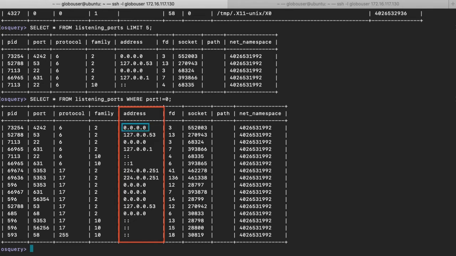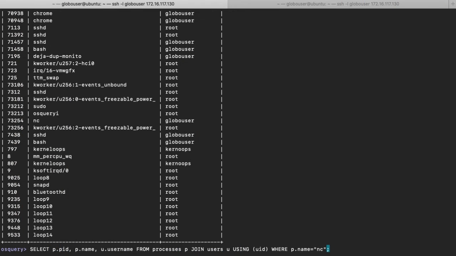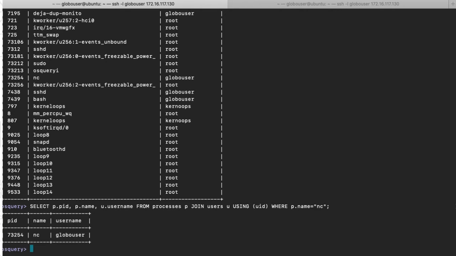Thanks to this, you can ask your systems things like, what processes are listening to network connections right now? Or, what user account executed the process netcat?